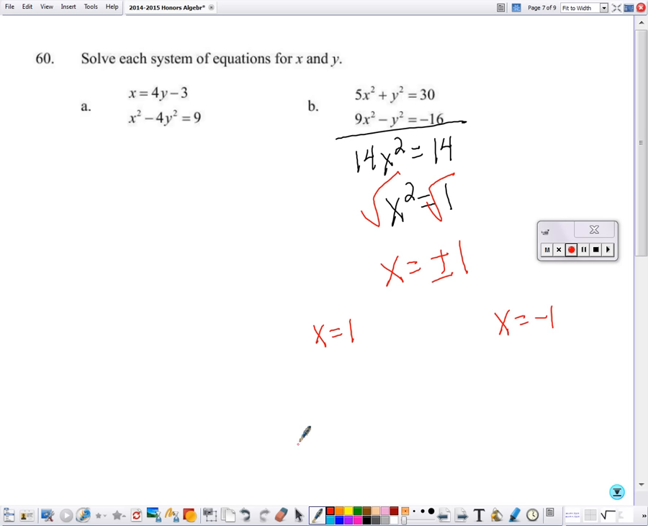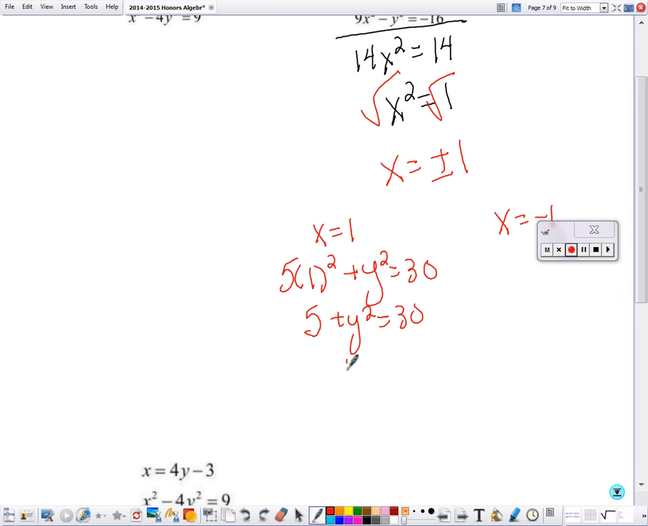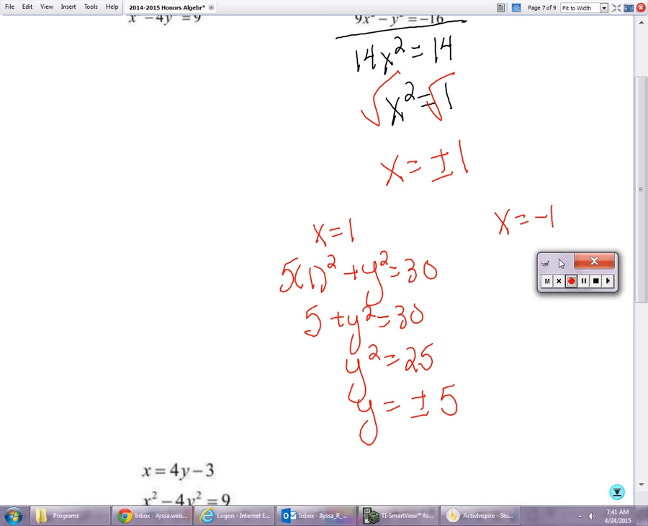I'm going to choose the top equation just because it's all positive. I like that better. So now solving. We get y squared is 25. So y is plus or minus 5.